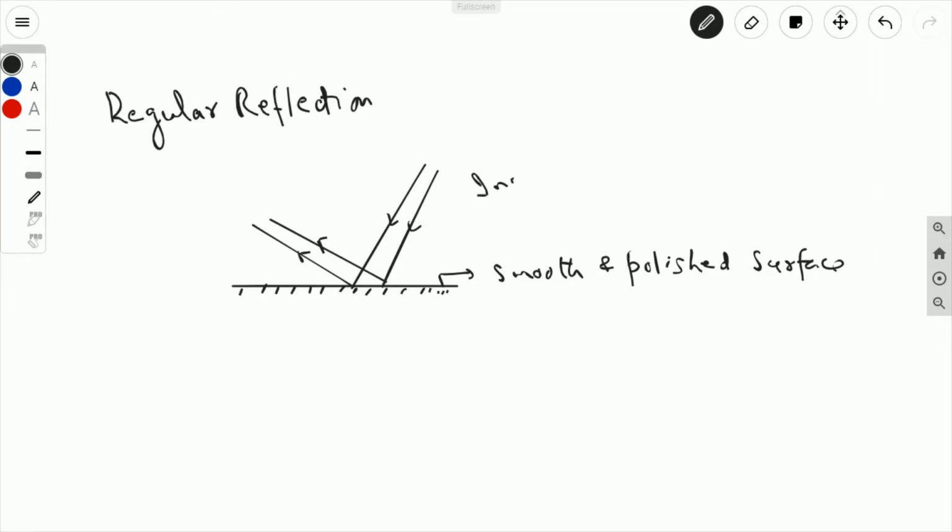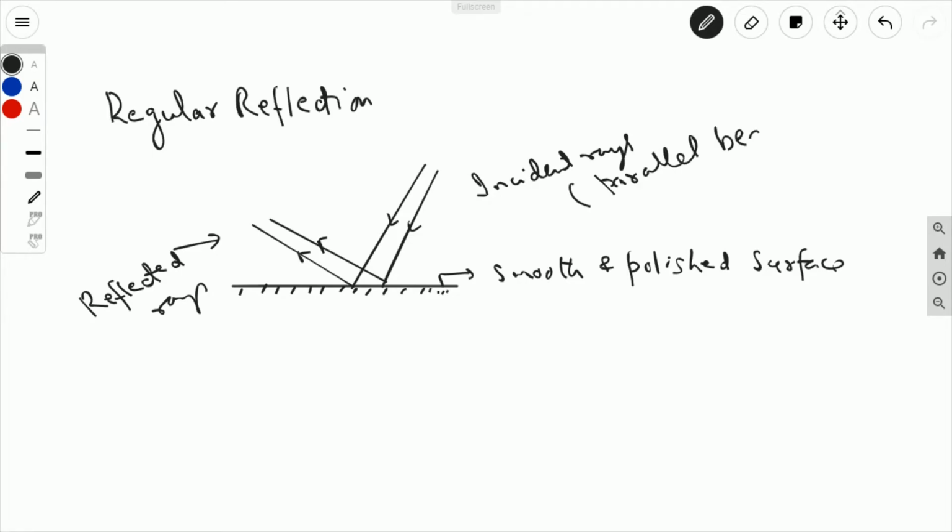These are the incident rays, and these are the reflected rays. The incident rays are a parallel beam, and the reflected rays also will be a parallel beam. So very simple: in regular reflection, when a parallel beam of light strikes a smooth and polished surface, it is reflected back in the same medium, and the reflected rays are again a parallel beam. This is called regular reflection.